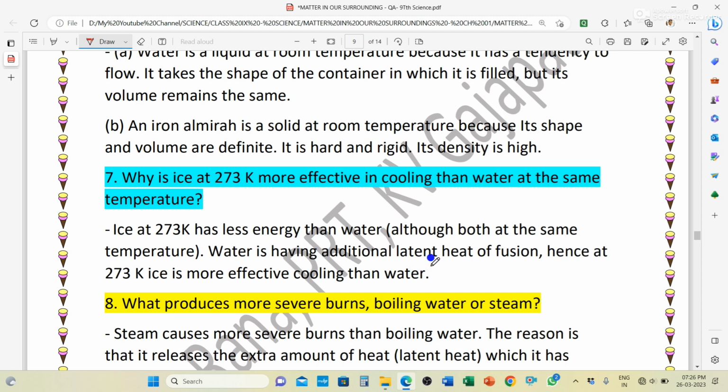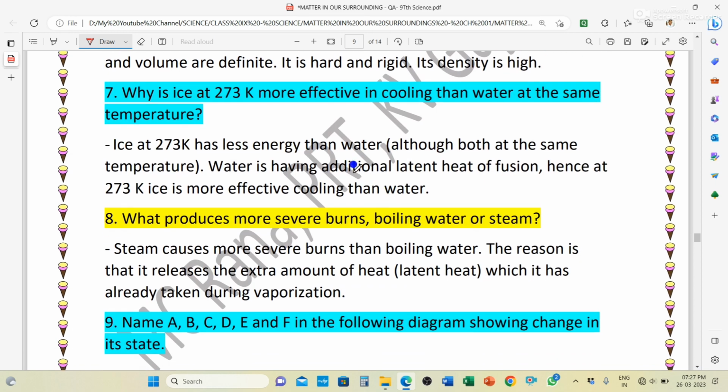Okay, when water changes into ice or ice changes into water, the latent heat of fusion means the amount of heat that is absorbed only to change the state, but temperature does not increase. It is stored. That's why ice at 273 Kelvin is more effective in cooling than water at the same temperature.